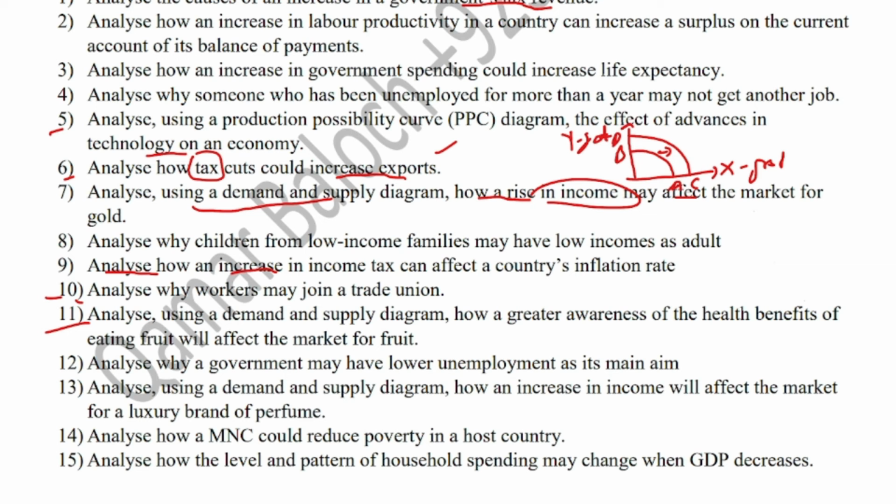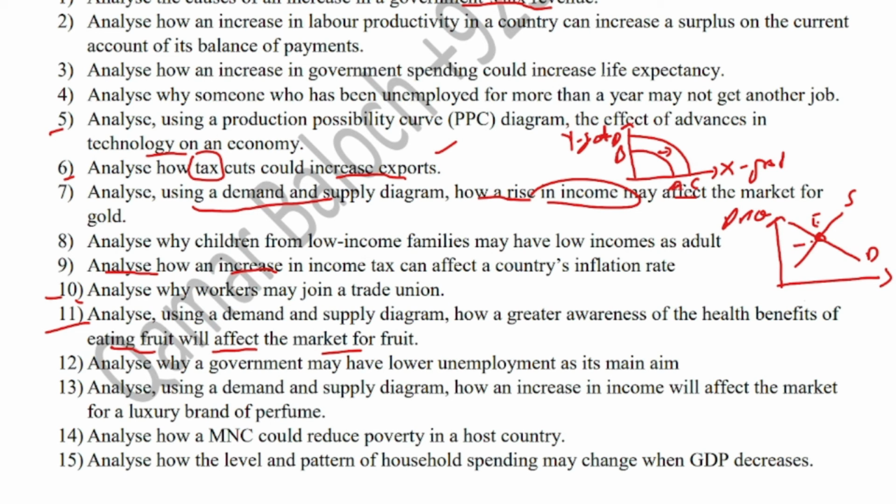Question number 11 says analyze using the demand and supply diagram how a greater awareness of health benefits of eating fruit will affect the market for fruit. So in this question you have to make the diagram again, and you will make the demand and supply diagram. So this is demand for fruit. On X we have quantity and on Y we have price. When we make aggregate demand aggregate supply diagram, we write price level on Y and real GDP on X. But for individual products in micro, we make only demand and supply instead of aggregate demand and aggregate supply, and we write quantity and price, right?